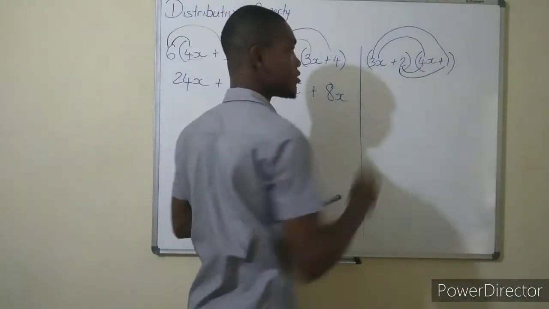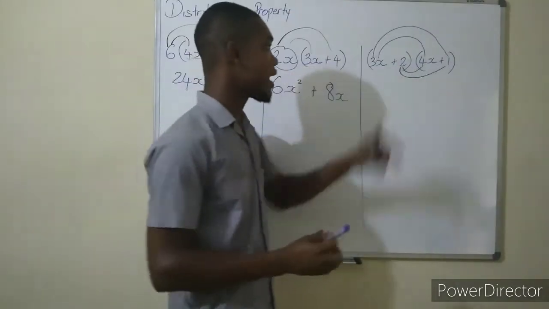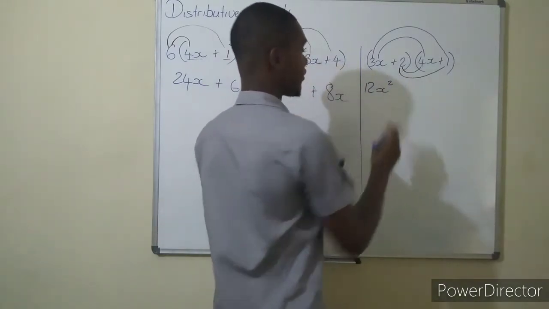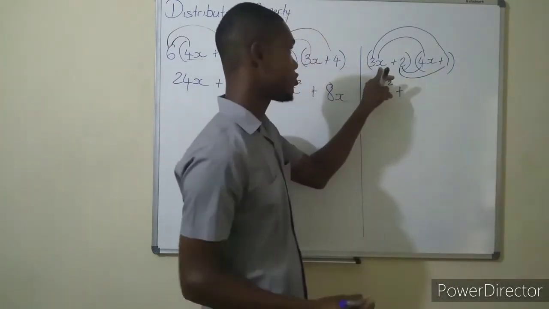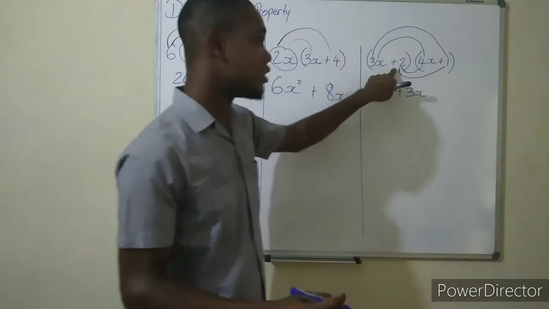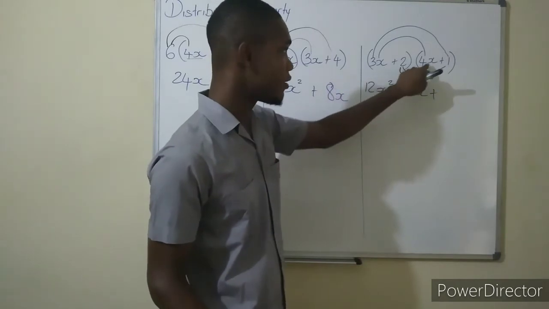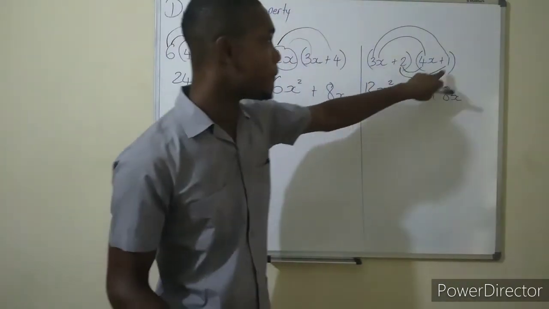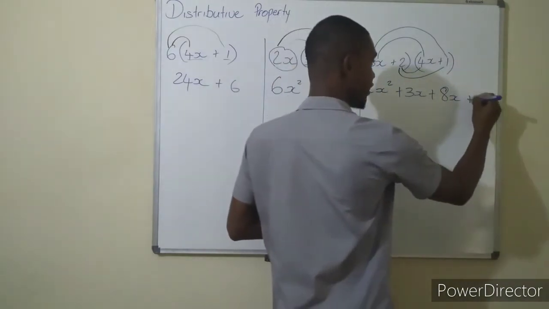So this says 3x times 4x. You would have learned from before how to multiply these two variables. So 3x times 4x gives you 12x squared. Then, because the sign here is a plus, you put your plus, then 3x times 1 gives you 3x. This sign is a plus, so you continue with plus. So 2 multiplied by 4x gives you 8x. And then 2 multiplied by 1 gives you 2. Because this is a plus, you keep that there.